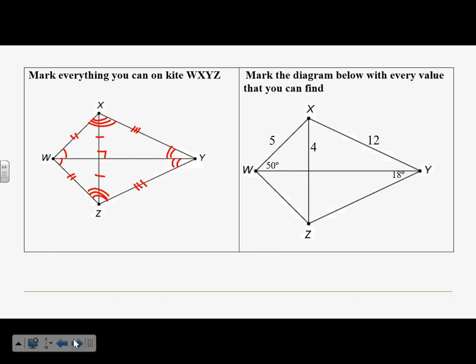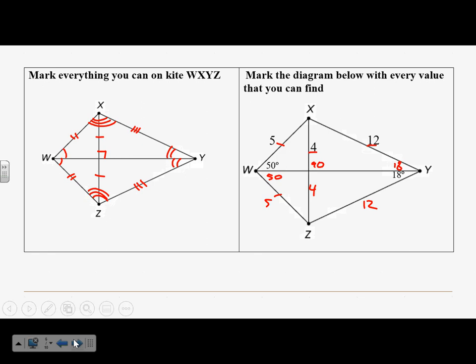So mark the diagram below with every value that you can find. So if this is 4, I know this one's 4. This is 5, so this has to be 5. This is 12, this is 12. This has got to be 50 degrees. This has got to be 18 degrees. Those are two bisected. And then the other one is obviously 90 degrees, and if you want to label all the other ones, you can.